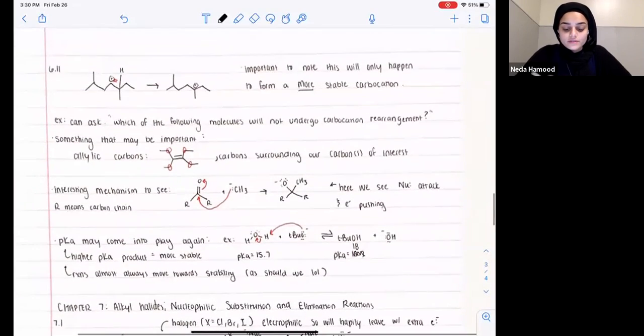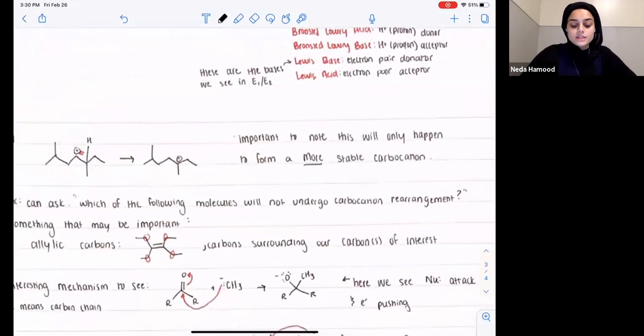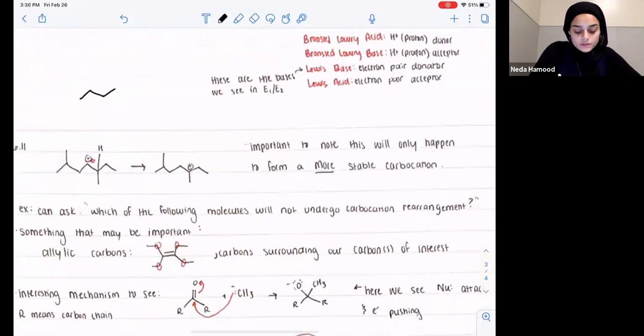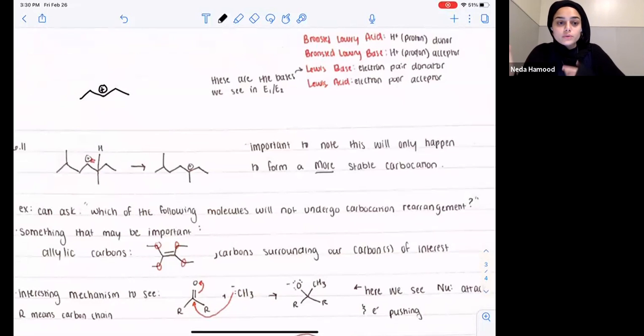And then I have these important-to-know kinds of things. He can ask a question like, which of the following molecules will not undergo carbocation rearrangement? So we'll see something like this would not undergo carbocation rearrangement, because either way, if it's moving to the right or left, it's still going to have that 2-degree substitution. So why would I even move? You know what I mean?